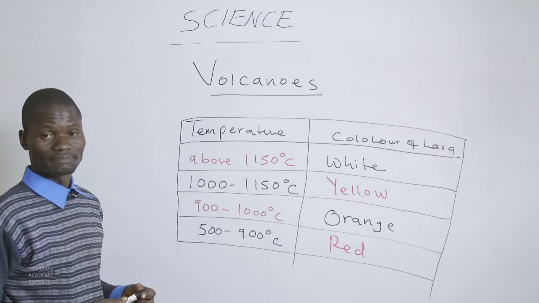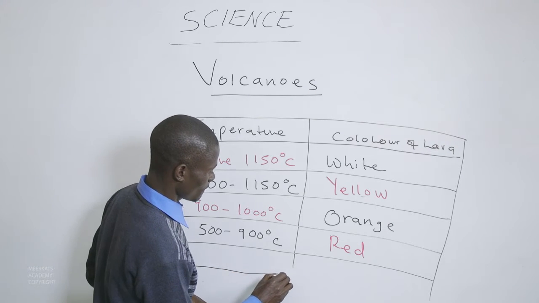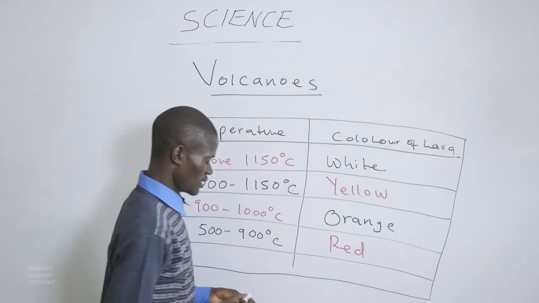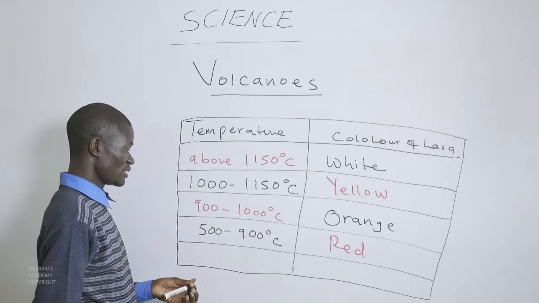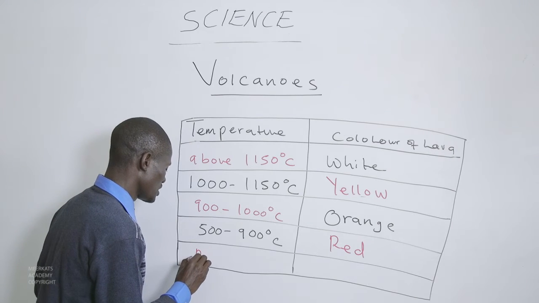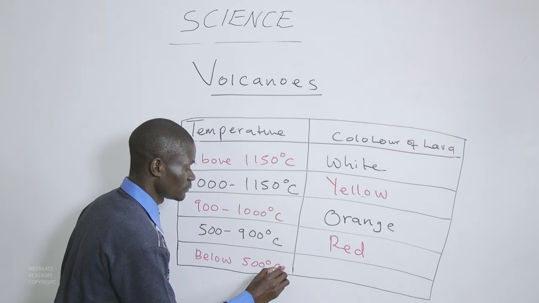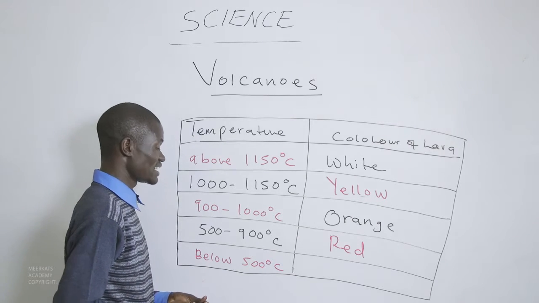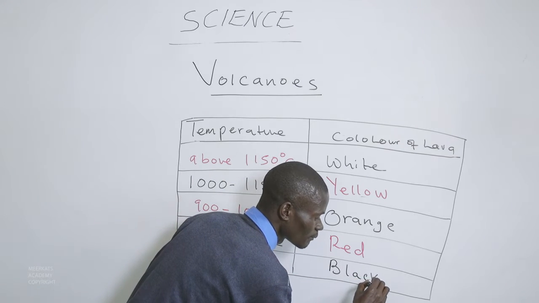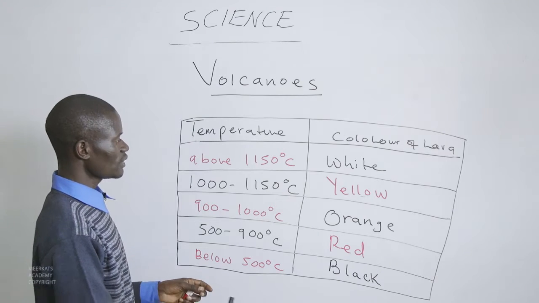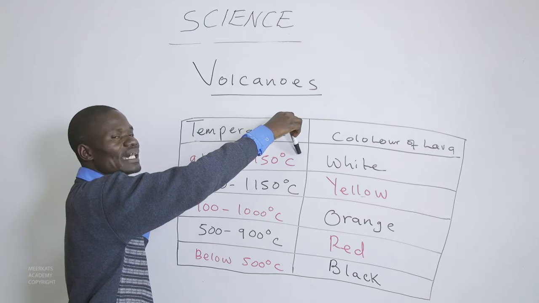And lastly, we look at any temperature range that is below 500 degrees Celsius. Then automatically, this is the basic lava that we know, it is black in color. Therefore, from this range of temperature, you are coming from the outer core.